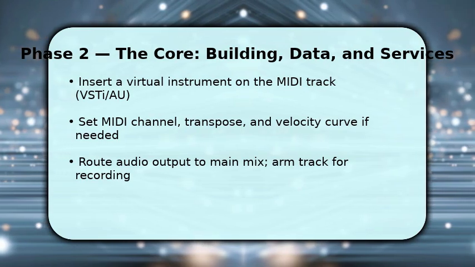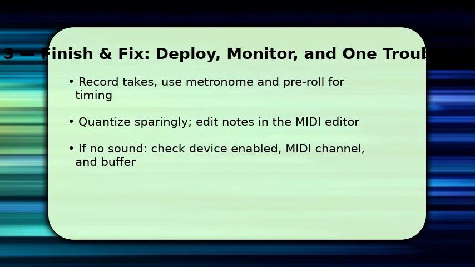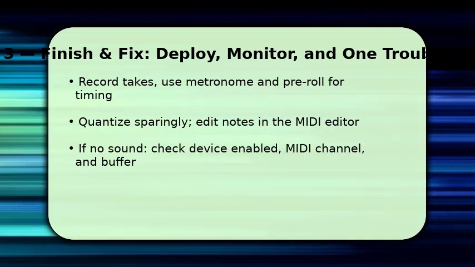Finally, record your performance with metronome and pre-roll active for tight timing. Hit record and play. Once recorded, open the MIDI editor to trim, quantize, or humanize notes. Quantize 1/4 or 1/8 cautiously so you don't lose feel. Export or bounce when satisfied.